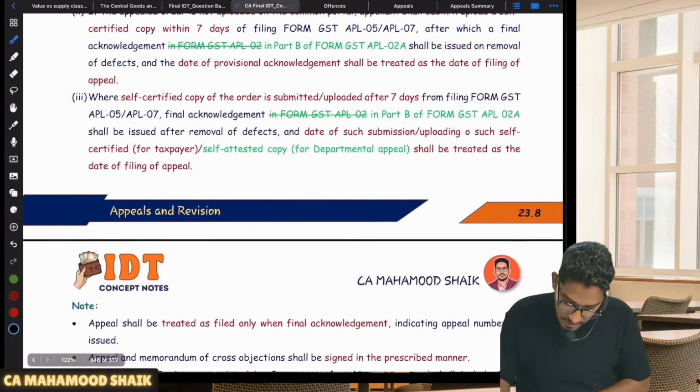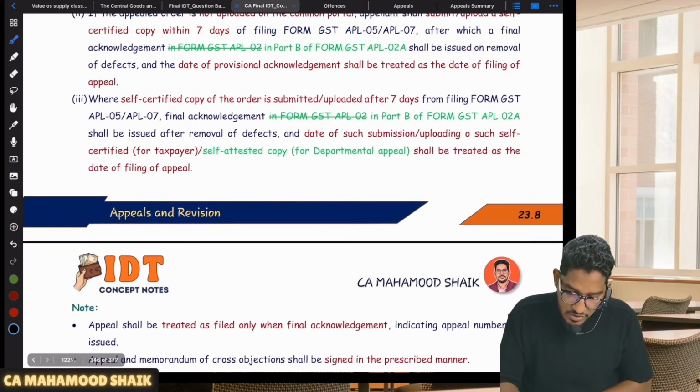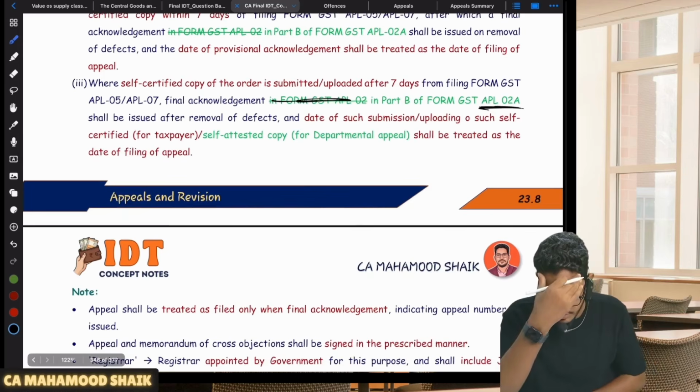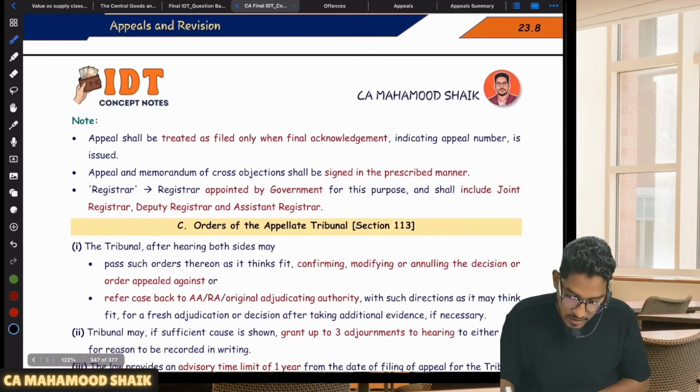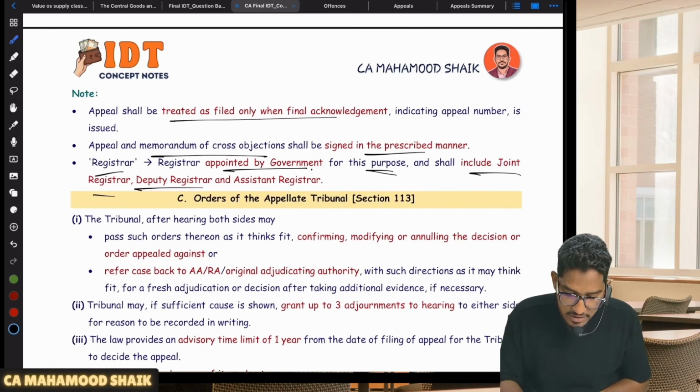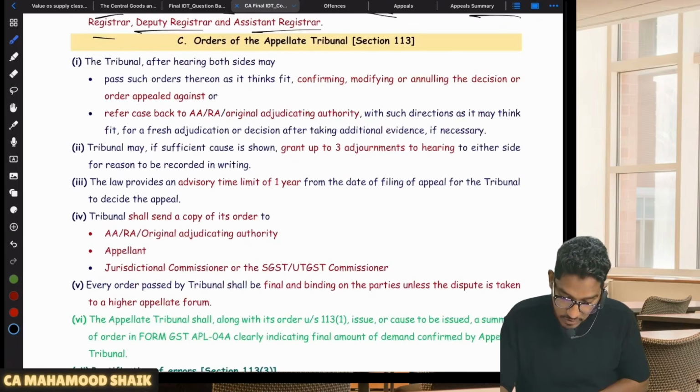Next, some form references are there. Final acknowledgement will be issued in GST APL 02A, and provisional acknowledgement will be issued in another form; the form numbers are there, so just have a look at that once. Then, an appeal shall be treated as filed only when the final acknowledgement is generated. Appeal and memorandum of cross objection shall be signed in the prescribed manner. Registrar means the registrar appointed by the government for this purpose and includes joint registrar, deputy registrar, assistant registrar. Not important, some small procedural formalities, you can ignore it.